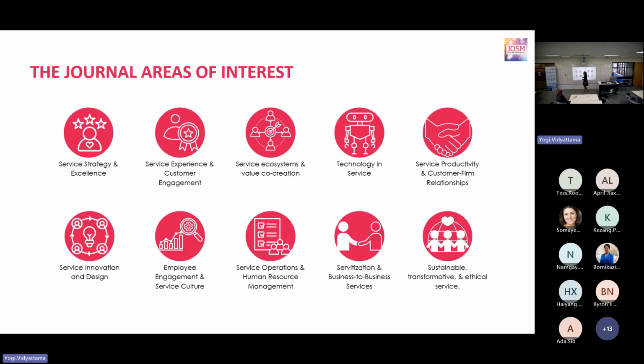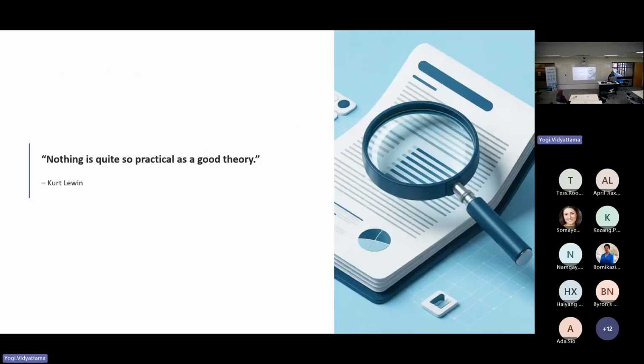Technology and service. Again, technology is disrupting how services are being managed, so there's a big emphasis on that. Service productivity, service innovation and design, how to design services, how to innovate services, employee engagement and service culture. So for those of you who are doing frontline work, that would be sitting over here. Service operations, servitization, B2B services as well, and sustainability, transformative and ethical service from an organizational perspective.